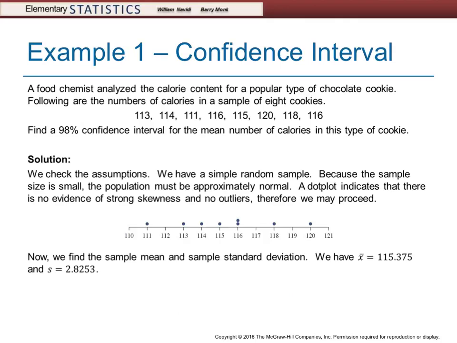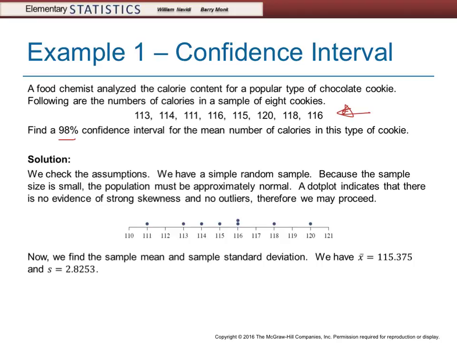So a food chemist analyzed the calorie content for a popular type of cookie. The following are the numbers of calories in the sample of 8 cookies. Find a 98% confidence interval for the mean number of calories in this type of cookie.